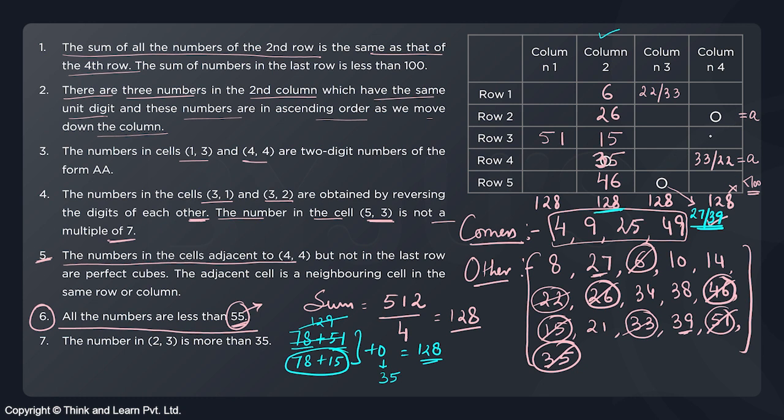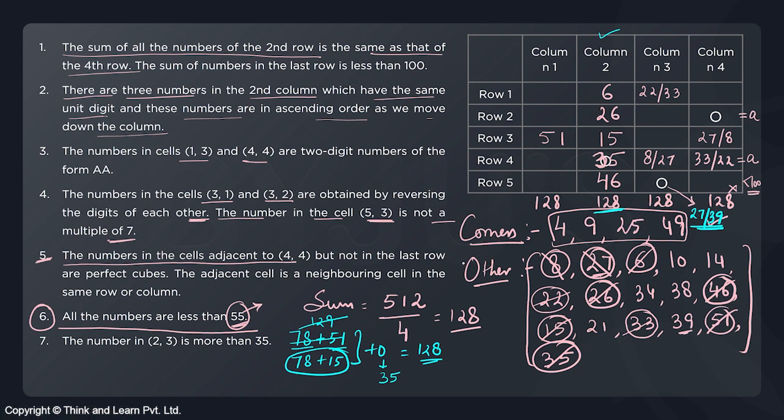That means these two numbers he's talking about, he says, are perfect cubes. So can I say one of them would be 8 and the other one would be 27? If they are perfect cubes, one of them would be 8, the other one is 27. The adjacent cell is a neighboring cell in the same row or column. Anyways, we understood that these two numbers are going to be 8 or 27.